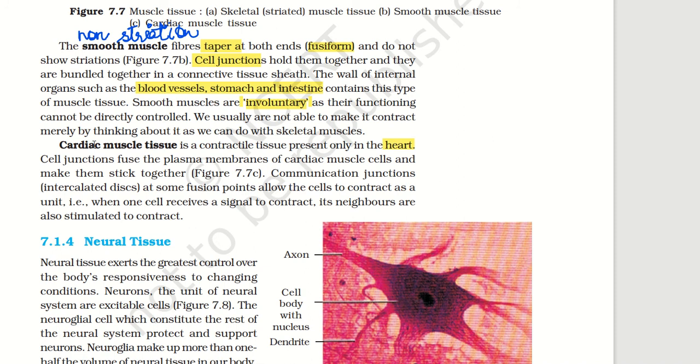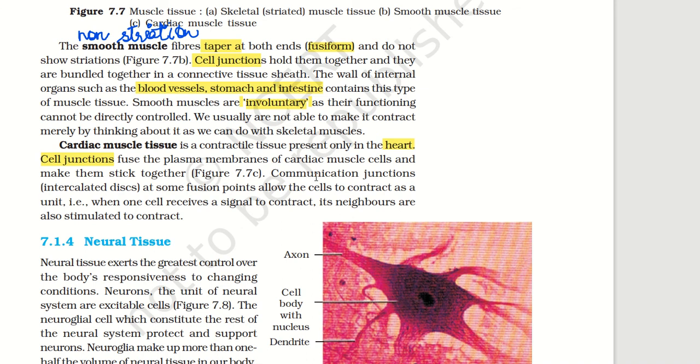And what will fuse these cardiac muscles together? Again, the cell junctions fuse the plasma membrane of cardiac muscles. What is the plasma membrane? It is the outer layer of the cell which binds all the inner part. The cytoplasm, nucleus, other organelles, everything is bound by the plasma membrane. So these cell junctions will hold the cardiac muscles together.